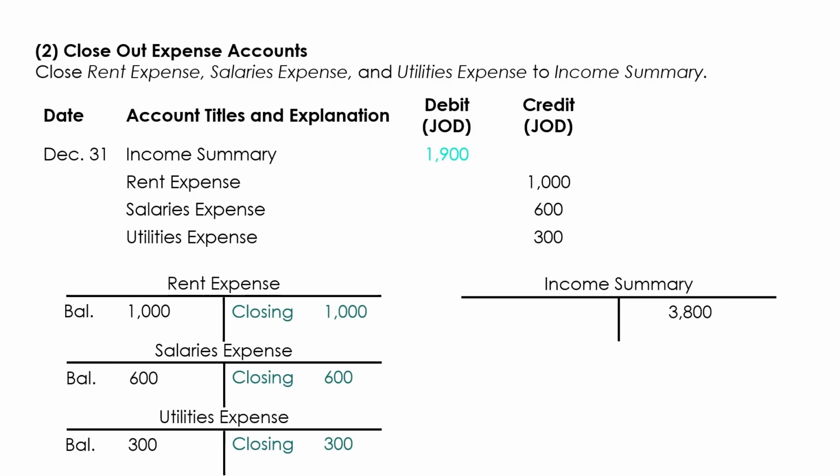Each expense T account shows a closing credit that reduces its balance to zero, readying those accounts for the next accounting period. The income summary T account now displays both sides of performance: 3,800 Jordanian dinars revenues on the credit side and 1,900 Jordanian dinars expenses on the debit side. The difference between those amounts represents the net result of operations, which we will finalize in the next step when we close income summary to capital.